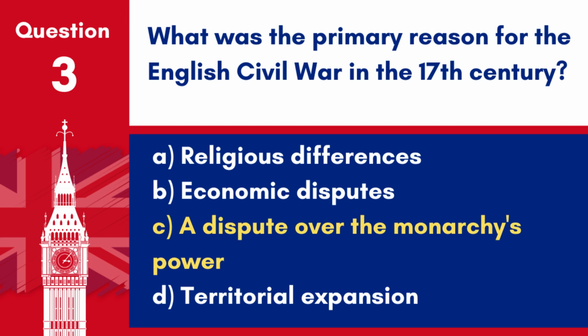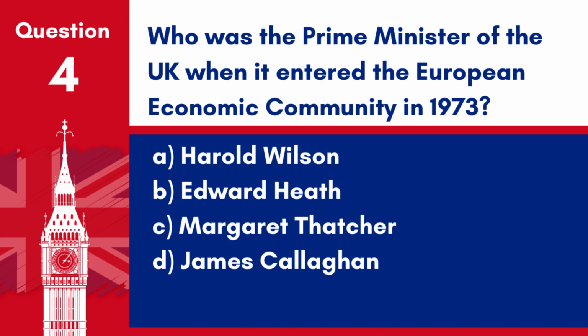Answer C. A dispute over the monarchy's power. The primary reason for the English Civil War was a dispute over the power and authority of the monarchy versus the rights of Parliament. Question 4.